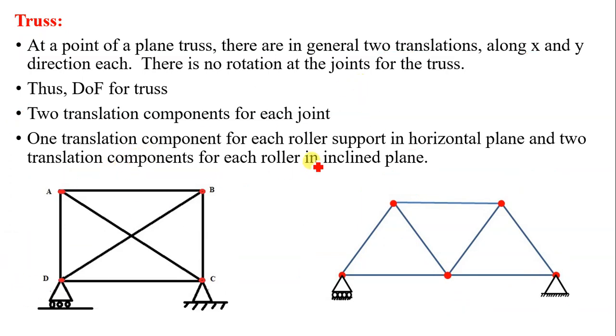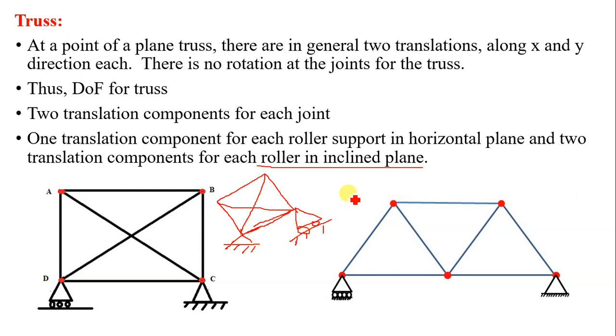Now if a roller is resting on an inclined plane, like this is an inclined plane and the roller is resting on an inclined plane like this, and this is the structure. And let the other support be resting on a horizontal plane.